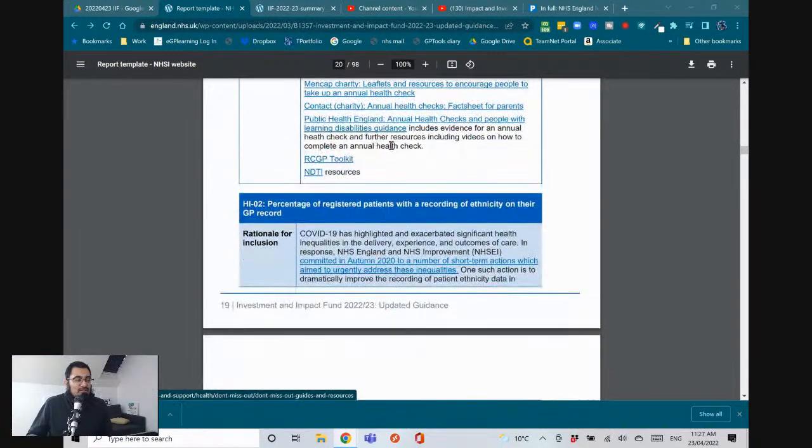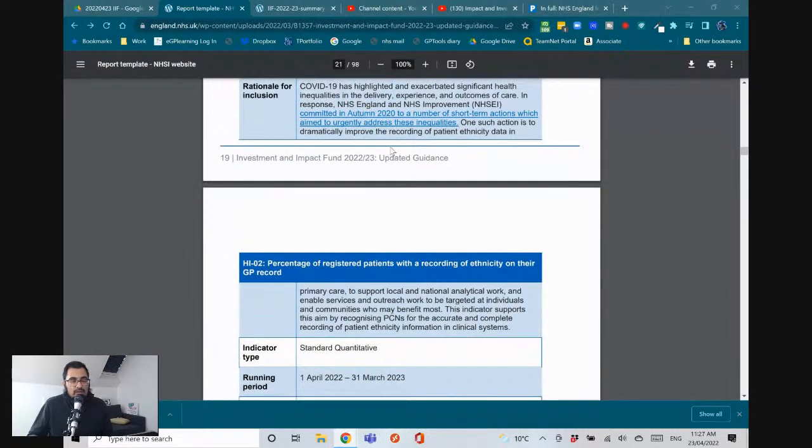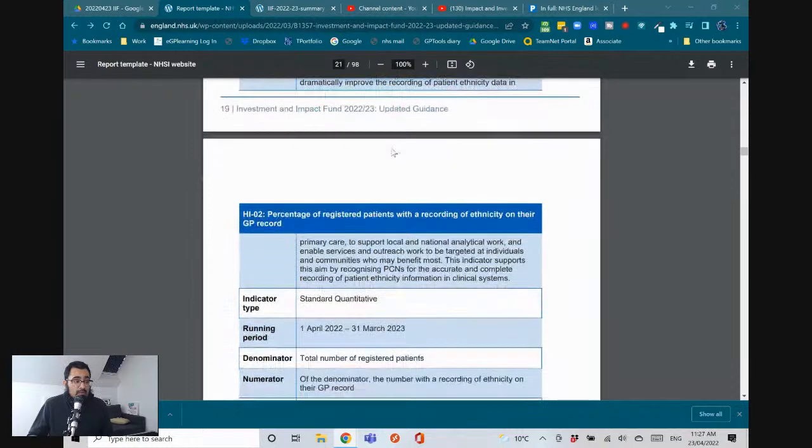In fact, there we go. Percentage of registered patients with a recording of ethnicity on their GP record. So this is about trying to improve the integrity, I guess, of the data that we have. We know that ethnicity in particular had a huge impact in terms of COVID, and it was the GP data that helped with some of that. So I'm assuming that's the reason why this has been included.